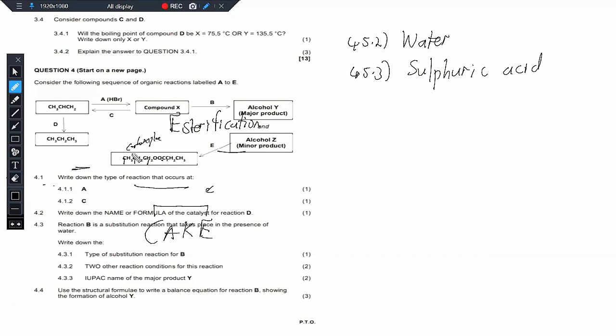1, 2, 3, 4, 5, 6. I think I counted correctly. 1, 2, 3, 4, 5, 6. Yes, because they indicated 1, 2, 3 here. 1, 2, 3. Okay, fine.